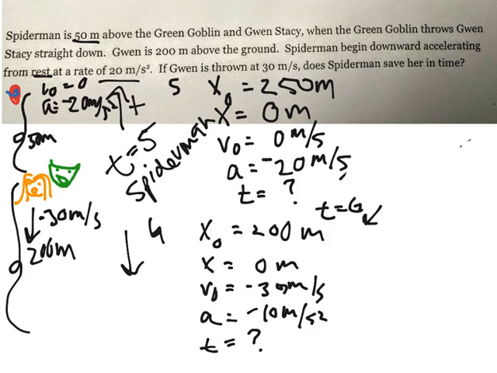So for Gwen, her equation looks like this. 0 equals 200 meters plus that negative 30 velocity she started with times time, plus that 1/2 negative 10, our acceleration, times time squared. I'm going to simplify this. 0 is equal to 200 minus 30t minus 5t squared. So the only way to really do this well is to factor it.